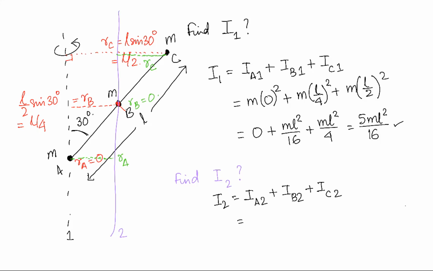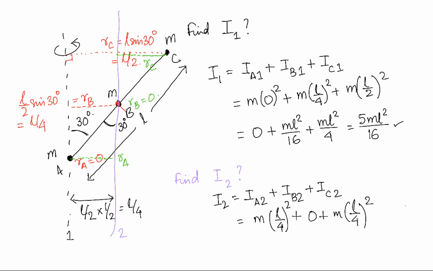What is moment of inertia of object A? It is equal to mass into distance of A. What do you think the distance of A is? This angle will also be equal to 30 degrees. This distance is L by 2. So this distance, we have already found that out before, is equal to L by 2 sine 30. Sine 30 is half. So that is L by 4. So we'll just write L divided by 4 squared plus B is already on the axis. You can write 0. Even for C, that distance is L by 4. So you can write M into L by 4 square.